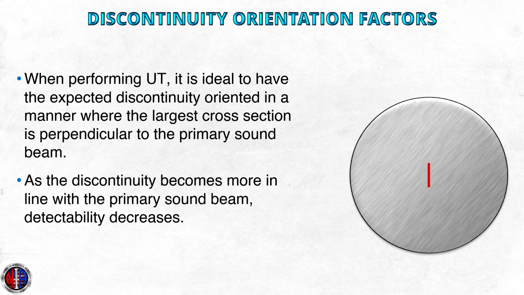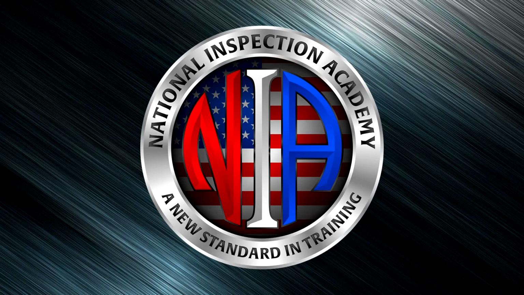Discontinuity orientation factors. When performing UT, it's ideal to have the expected discontinuity orientated in a manner where the largest cross-section is perpendicular to the primary sound beam. As the discontinuity becomes more in line with the primary sound beam, detectability decreases. And that concludes this lesson.